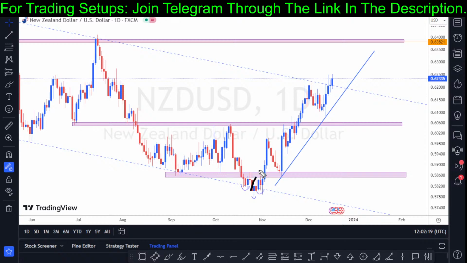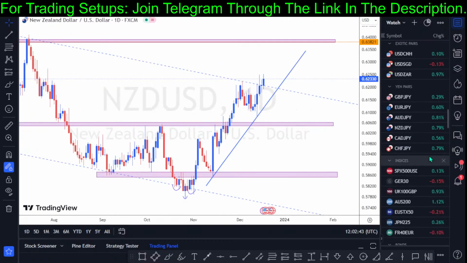I don't like the market movement on the New Zealand paired against the USD, so I'm not interested in it. Based on what I can see, there's a lot of bullish sentiment building up, but I don't like the bullish momentum right here. It's very weak and very choppy for me. All right, so let's check out New Zealand paired against the Canadian dollar.